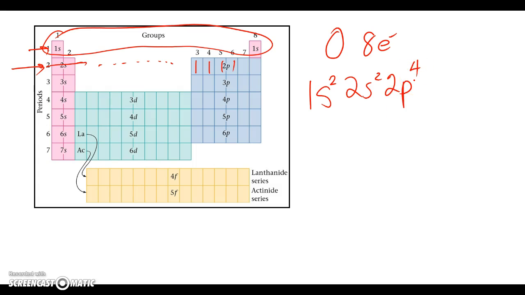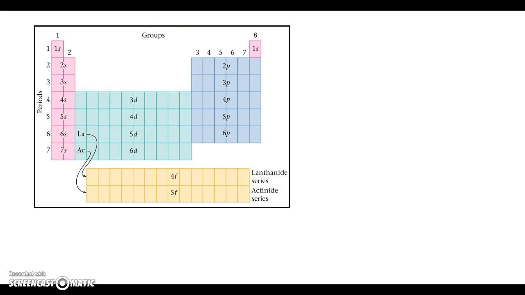2p4. That is my electron configuration for oxygen. Okay? Let's try another one. Let's say we want to do, let's pick rubidium, which has 37 electrons.